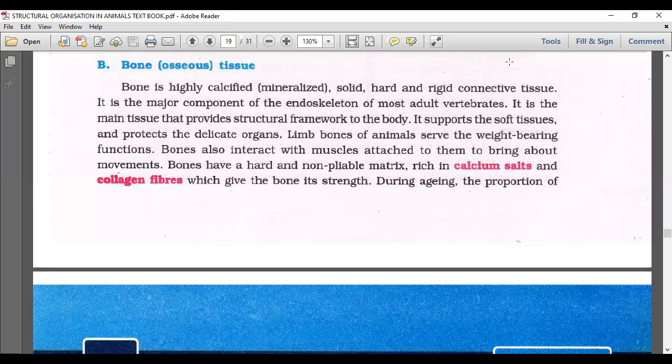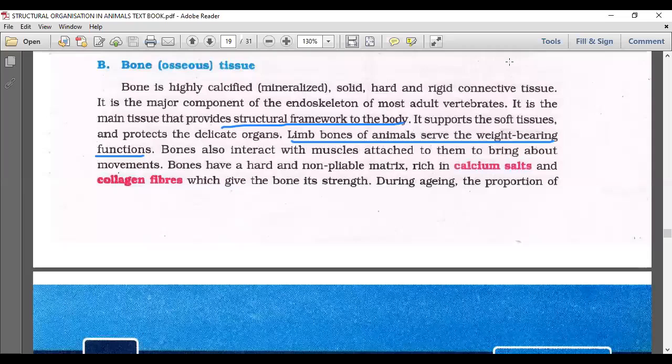It is the major component of the endoskeleton of most adult vertebrates, including human beings. You may know that we have 206 bones. It is the main tissue that provides structural framework to the body. It supports the soft tissues and protects the delicate organs. And limb bones of animals serve the weight-bearing function. Limb bones, that means forelimbs and hind limbs, hands and legs, serve the weight-bearing function.